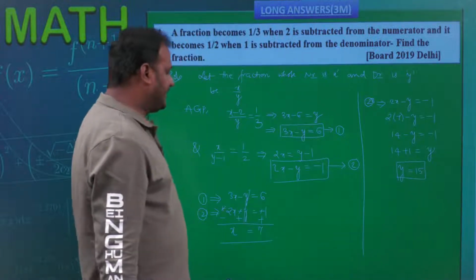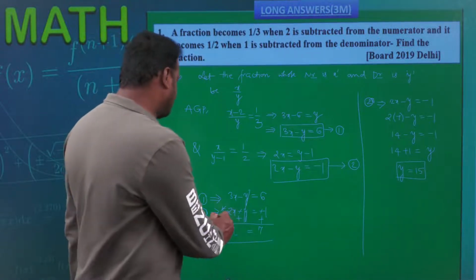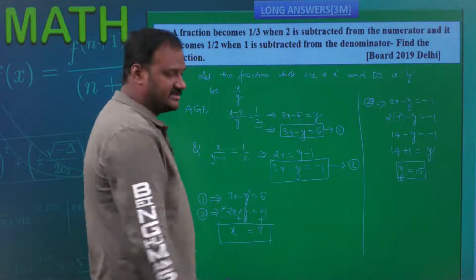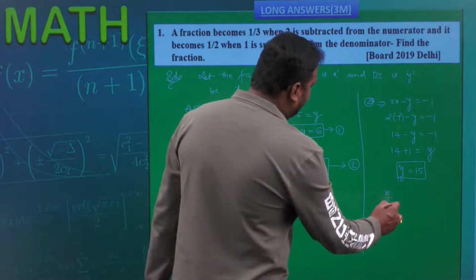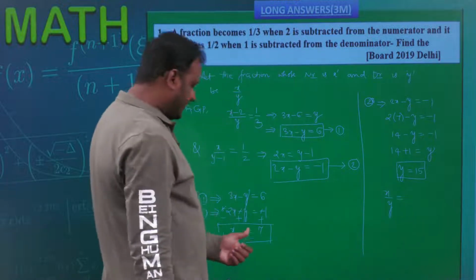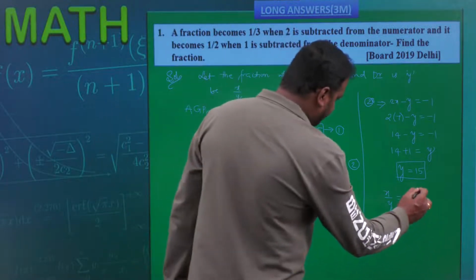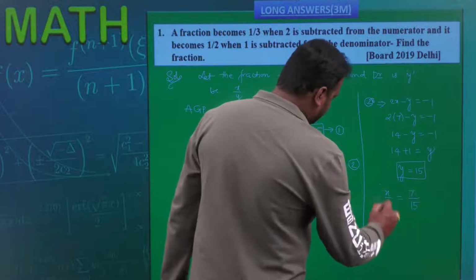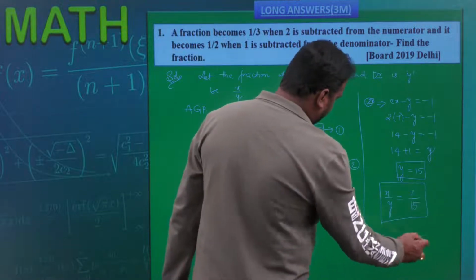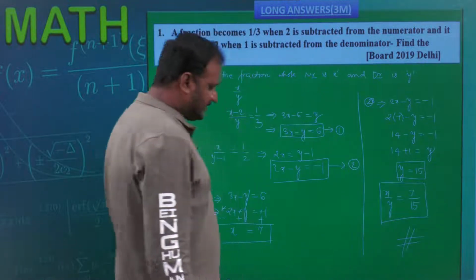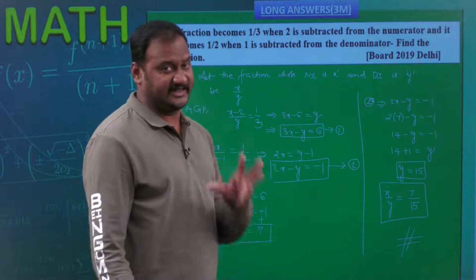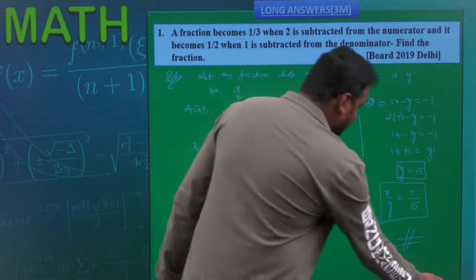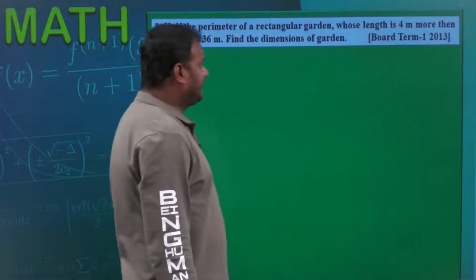Therefore, what is your required fraction? The value of x is 7 and the value of y is 15. Therefore, the required fraction x by y is 7 divided by 15. So 7 by 15 is your required fraction. Sometimes this kind of problem is given in essay type questions also, which carry 5 marks. So moving on to the next problem.